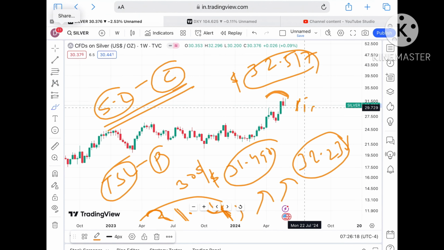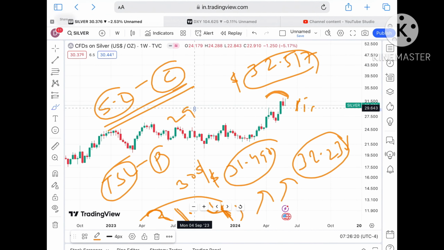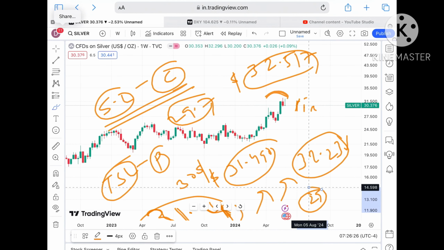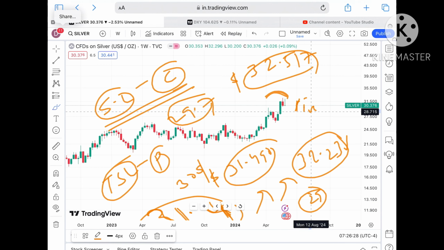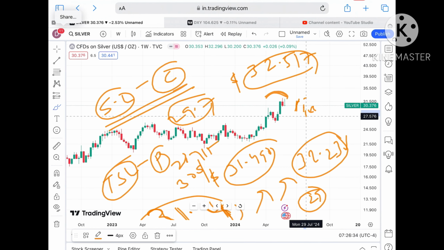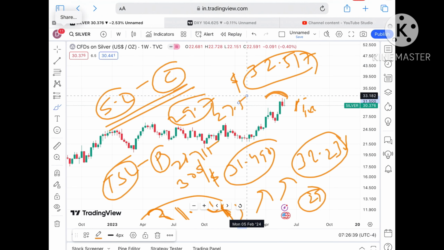If the price starts moving below that level, we can see a level of 29.7. If the price starts moving below that particular zone, there is a chance of touching a level of 29. If it moves further low, a further fall we can see towards a level of 28.715. Once the price starts falling below 28.715, we can see a level of around $27.5.